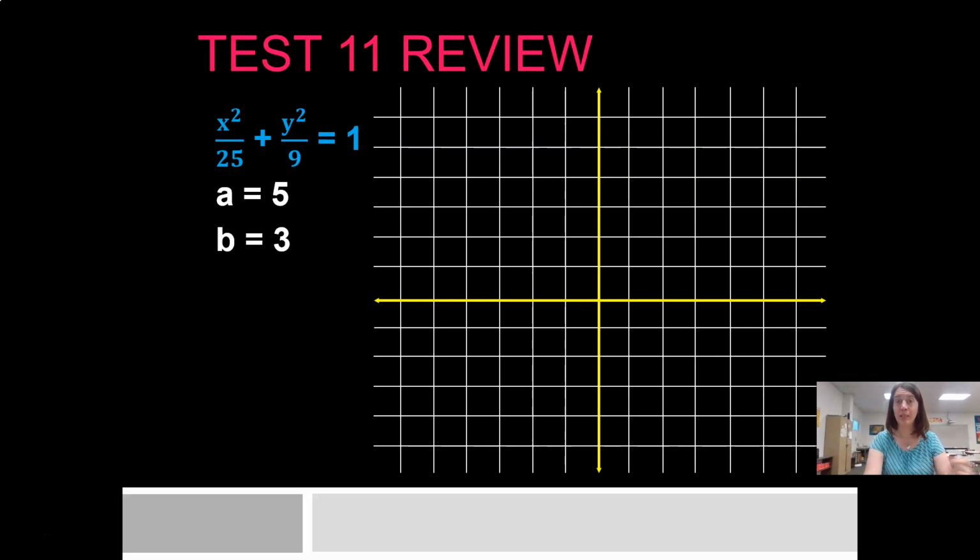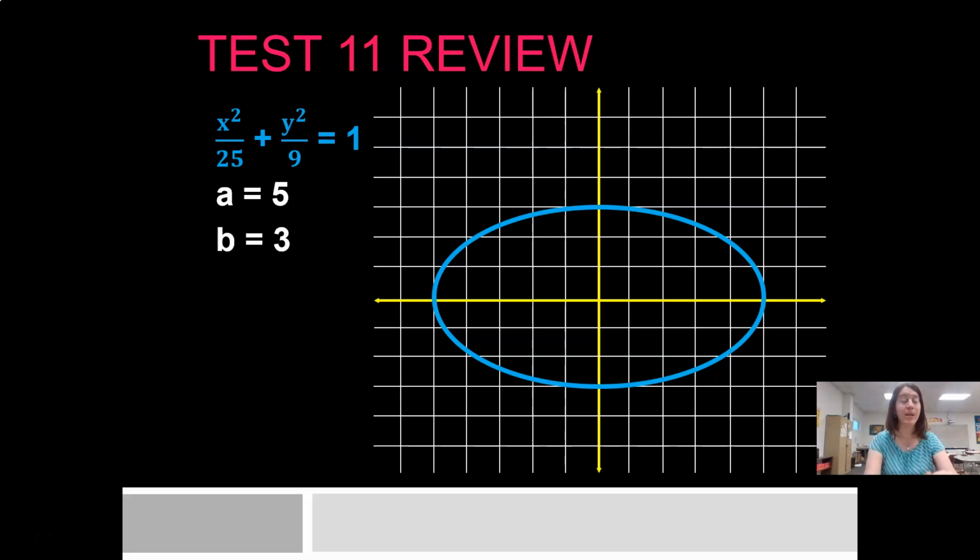The x-axis was the major axis, so the bigger number is on the x. I went 5 to the right and 5 to the left. The B is the minor axis, which corresponds to y this time. So I went 3 up and 3 down, and that would be the picture that you would sketch for me for the ellipse that you would draw for something like questions 1 and 2.